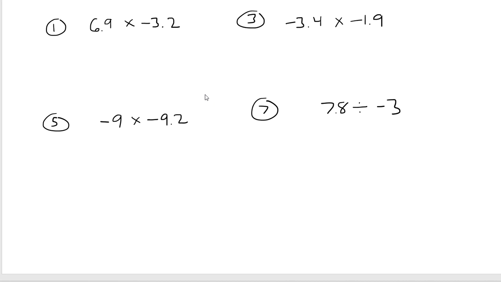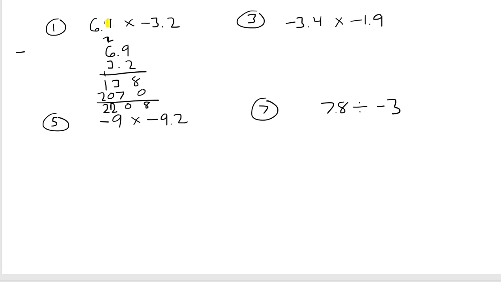So 6.9 times negative 3.2. A positive times a negative is going to give us a negative answer. And then to do 6.9 times 3.2, when you multiply decimals, you don't have to line up the decimal. They happen to line up in this case. So 2 times 9 is 18. 2 times 6 is 12 plus 1 is 13. Add a 0. 3 times 9 is 27. 3 times 6 is 18 plus 2 is 20. So we end up with 2208.